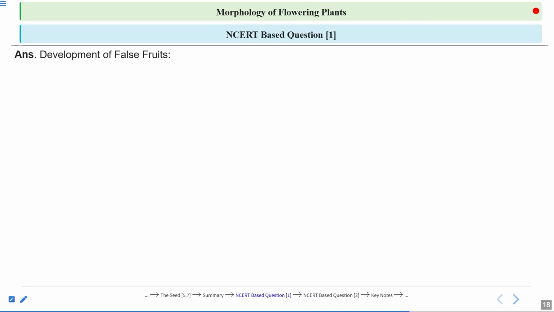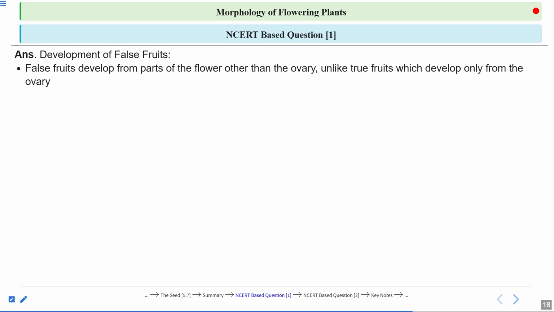Development of false fruit. False fruit develop from the parts of the flower other than the ovary. It is not always that the ovary will form the fruit. Sometimes other parts also form the fruit, right? So unlike true fruits, which develop only from the ovary.